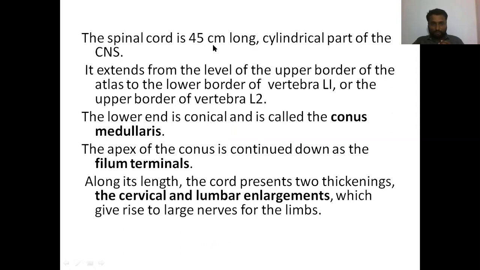Now we'll go to the first slide. See it once again. A 45 centimeter long cylindrical part extending from the upper end to the lower end. Then the lower part is known as the conus medullaris. Then the filum terminale, then the cervical enlargement and then the lumbar enlargement.